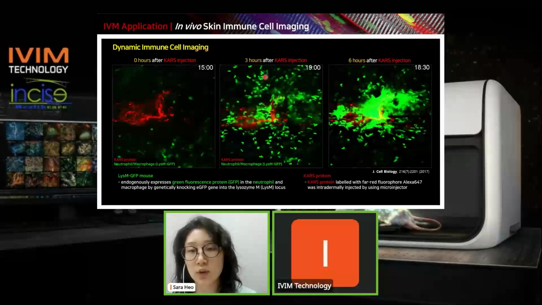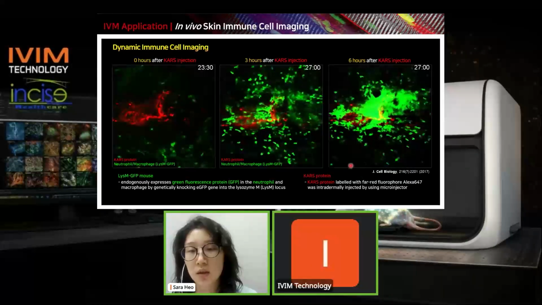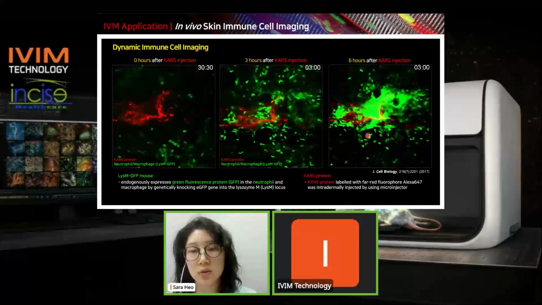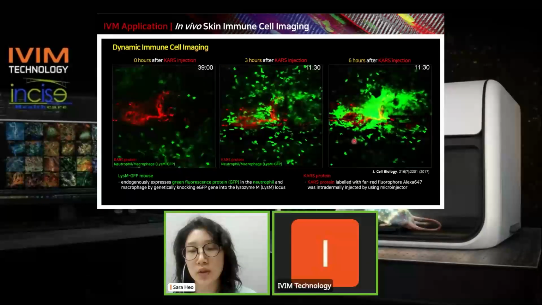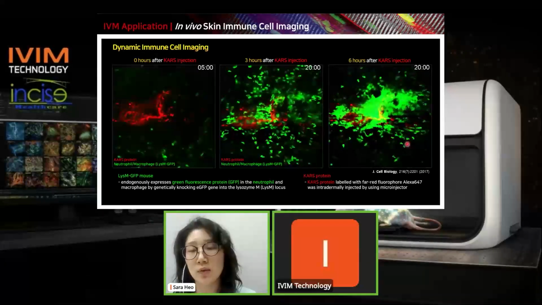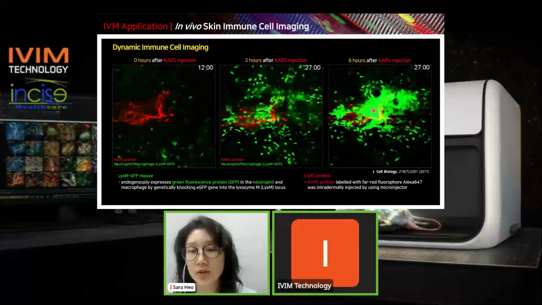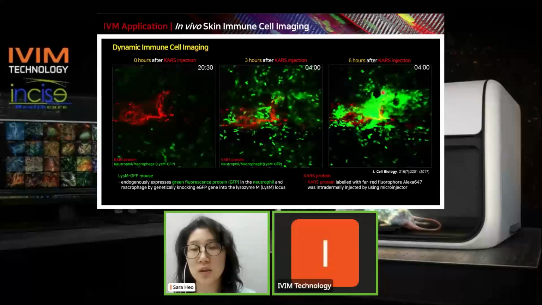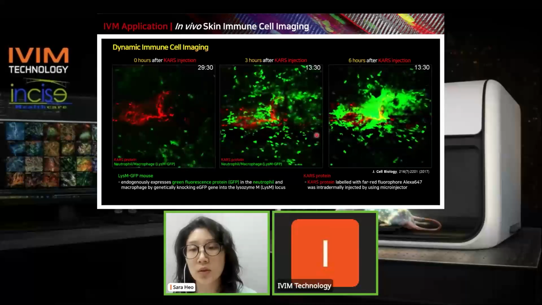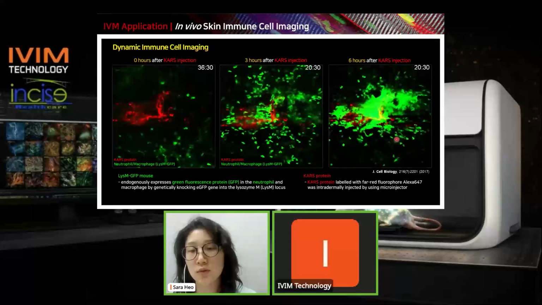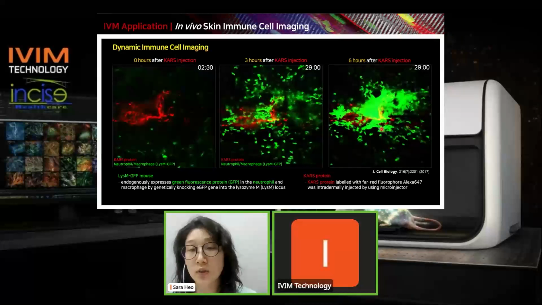The immune cells have recruited to the injected spot. Also, the intensity of the immune cells is different. And obviously, the image taken 6 hours after the CARS injection has a stronger signal intensity compared to 3 hours. So the number of neutrophils that have been recruited has increased over time.